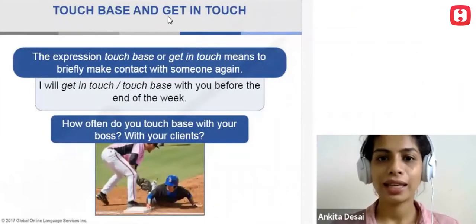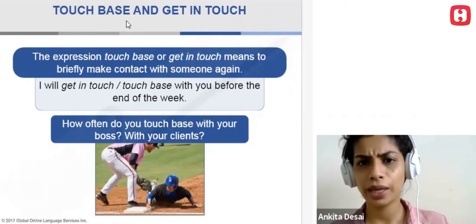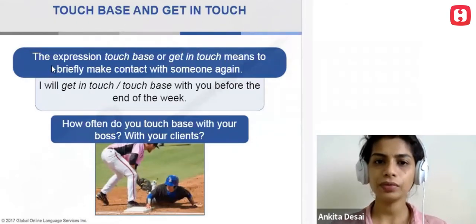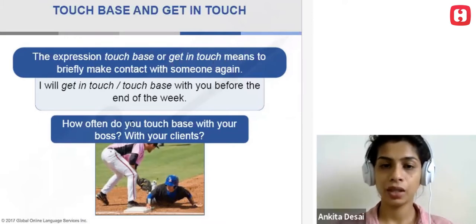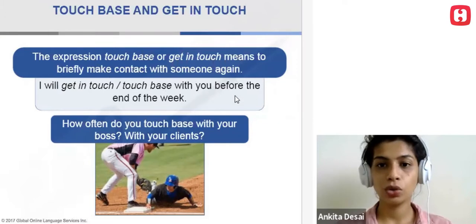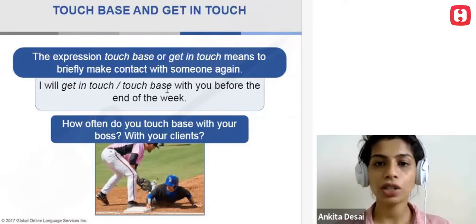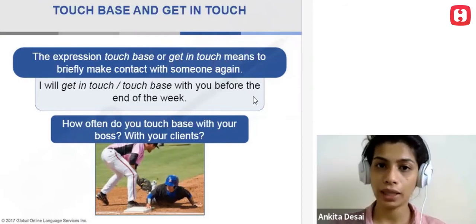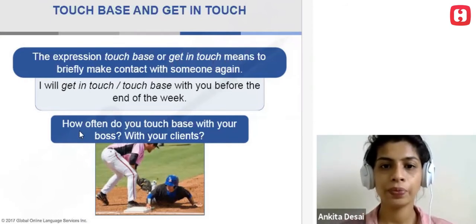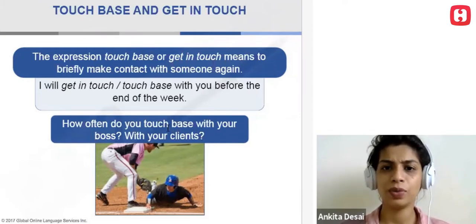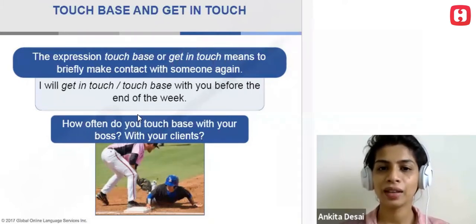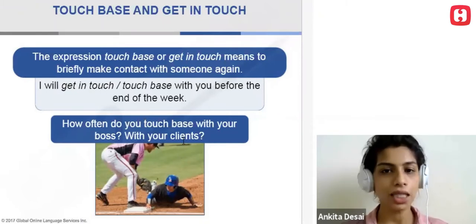Next, touch base and get in touch. What do you mean by touch base or get in touch? The expression touch base or get in touch means to briefly make contact with someone again. So I will get in touch with you before the end of the week, or I will touch base with you before the end of the week. How often do you touch base with your boss or with your clients? How often do you make contact with your boss or with your clients?